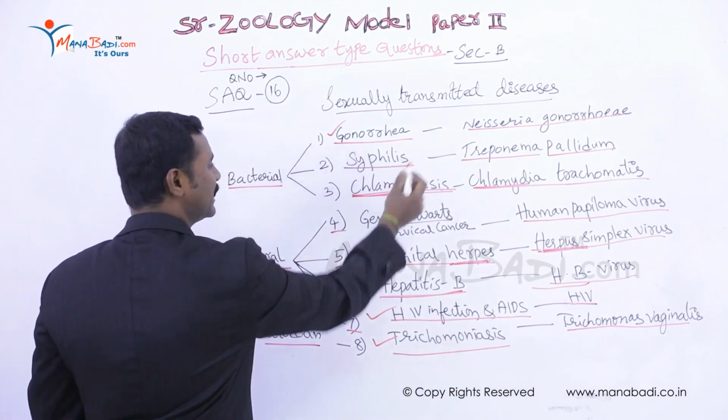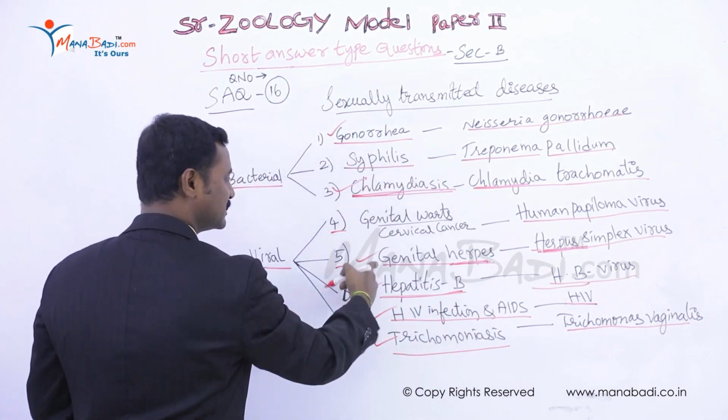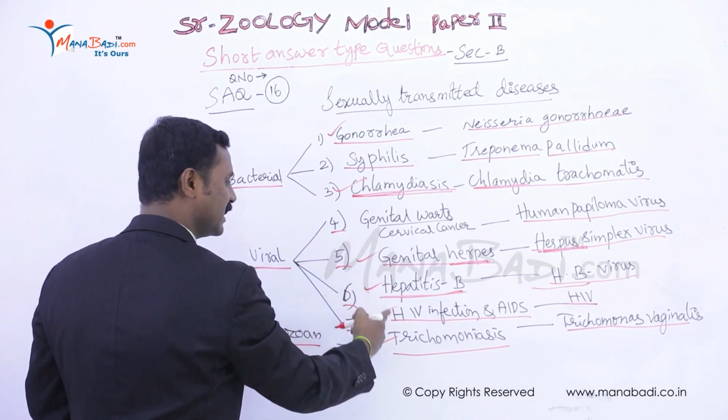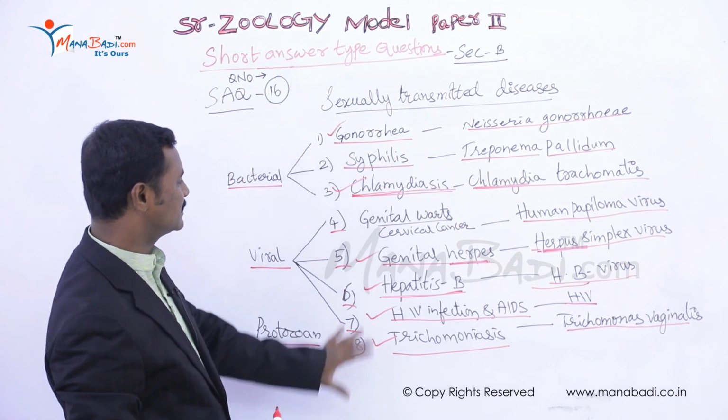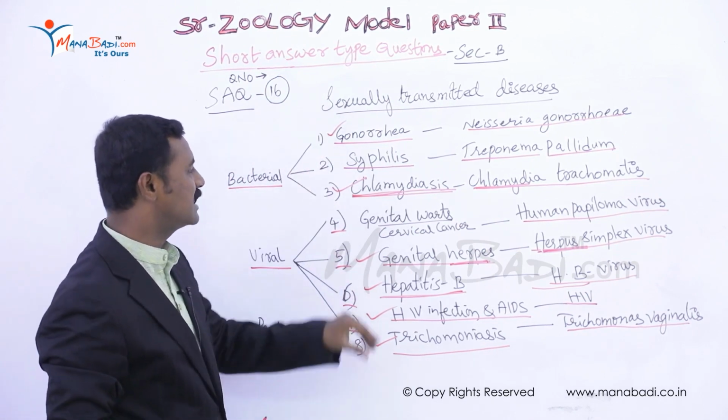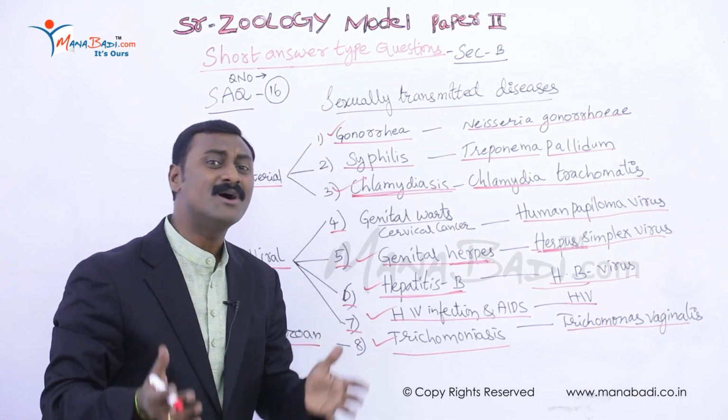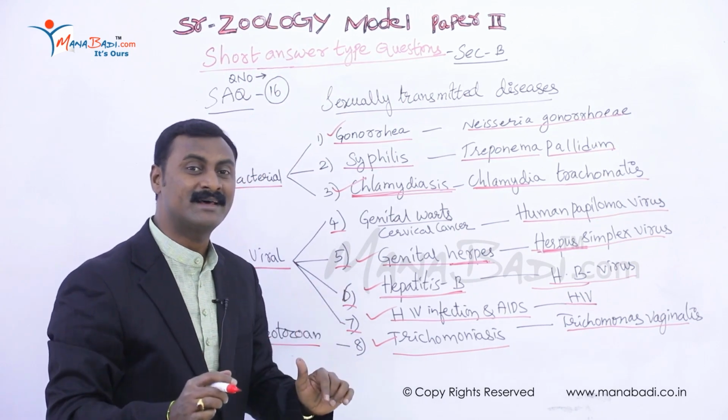So like that, gonorrhea, chlamydia, genital herpes, hepatitis B, HIV/AIDS, and trichomoniasis. These are the 6 diseases among the 8 that you can easily remember.